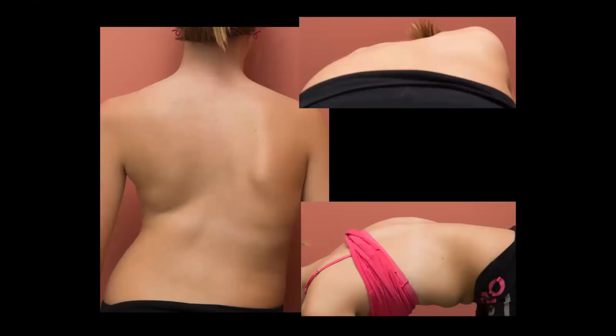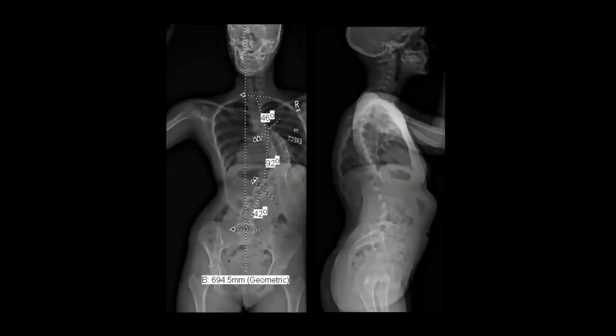What happens when the curve is too big for bracing or the curve has failed bracing? This is a girl with a main thoracic curve. You can see as the curve gets more severe, there's much lordosis at the apex, there's a trunk shift, there's a rib prominence. What do we do?